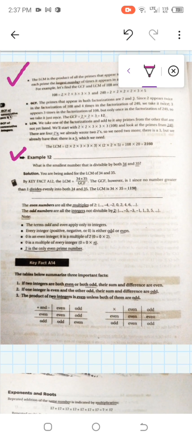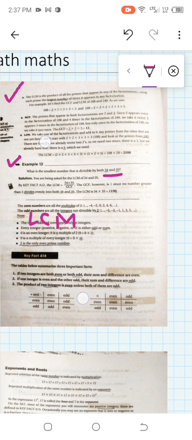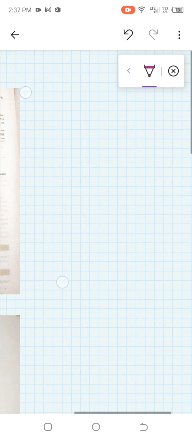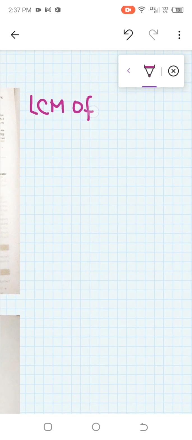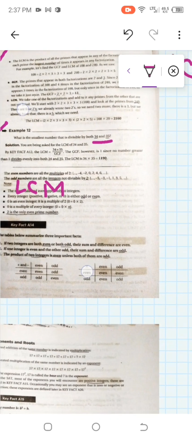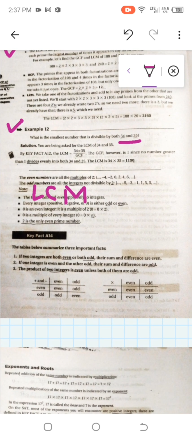What is the smallest number that is divisible by both 34 and 35? We have to find the smallest number, which means LCM, least common multiple, which can divide both 35 and 34. So let's do the LCM of 34 and 35.